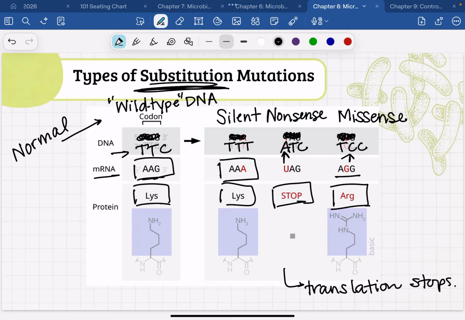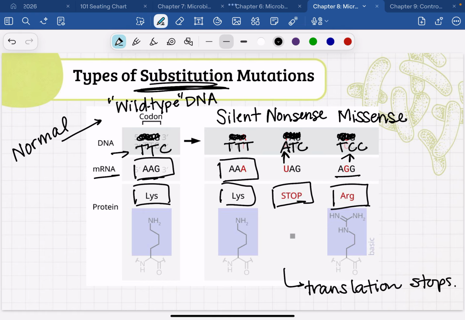That means that the protein, whatever it was supposed to be, will be stopped much earlier than it's supposed to be. Now, there can be a difference in the severity of these mutations. If this mutation happens at the very end of a protein, it might not make that much of a difference. But if it happens in the first part of the protein, then the protein is basically non-existent. So you'll have a completely abnormal, what we call truncated protein. It means it was stopped early.